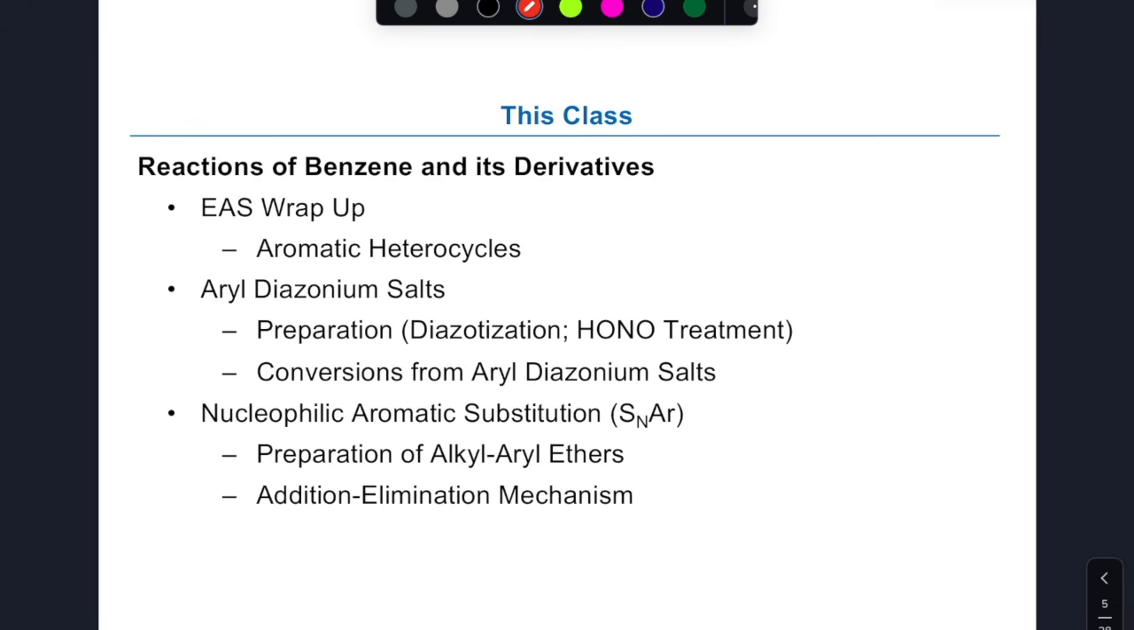So today we're going to talk through the last part of electrophilic aromatic substitution and introduce aryl diazonium salts. This is another way to functionalize or add hetero groups to an aromatic ring. And then we'll introduce the concept of SNAr. It's a nucleophilic substitution onto aromatic rings.